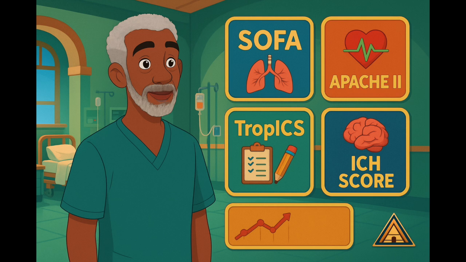The Sequential Organ Failure Assessment, or SOFA score, evaluates the degree of dysfunction across major organ systems and is particularly useful for identifying organ failure trends and recognizing deterioration early. The Acute Physiology and Chronic Health Evaluation II, better known as APACHE II, combines physiological data with chronic health indicators to estimate mortality risk and is often used for benchmarking and research comparisons between ICUs.